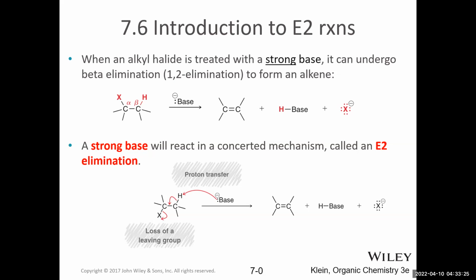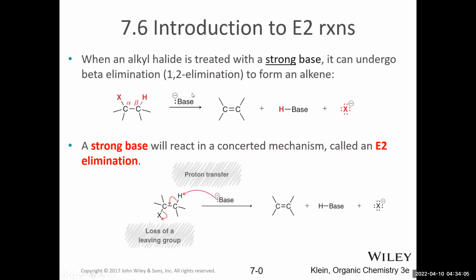Okay, so recall that we can treat alkyl halides with a strong nucleophile and it will do an SN2 reaction. So now we're going to be talking about what's called an E2 reaction. And an E2 reaction utilizes an alkyl halide or other good leaving group, in addition to use of a strong base. So when a strong base is used, what can happen is what's called a beta elimination or a 1,2 elimination, and it forms an alkene product.